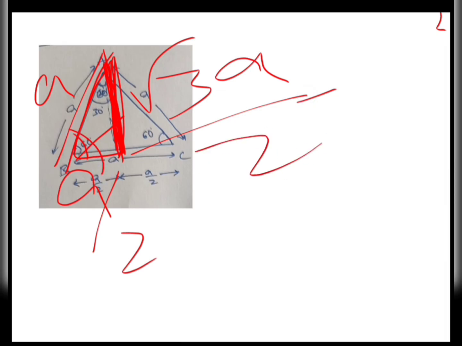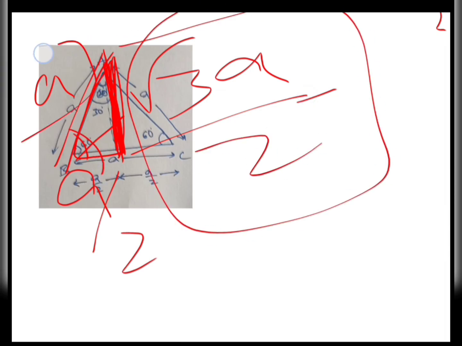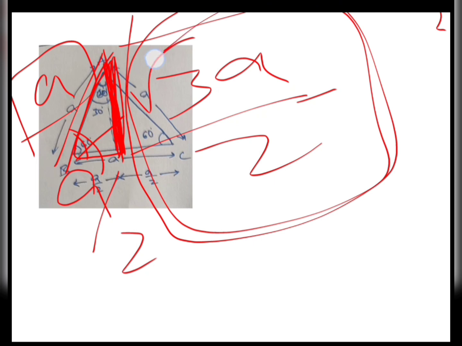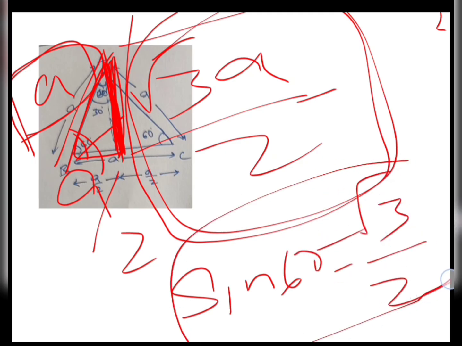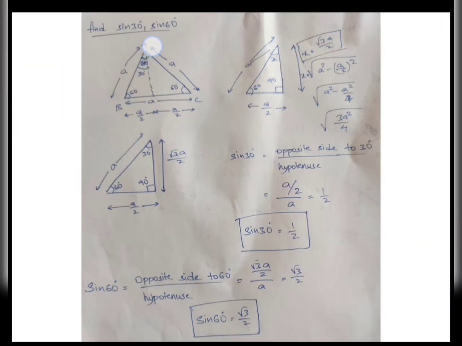Sin 60 is opposite side divided by hypotenuse. Root 3A by 2 divided by A will give you root 3 by 2. So sin 60 degrees will be equal to root 3 by 2. Thus we have found sin 60 degrees. Similarly, can we find sin 45 degrees, sin 0 degrees, sin 90 degrees? And let me recall what we have learned just now. Here we have taken an equilateral triangle.